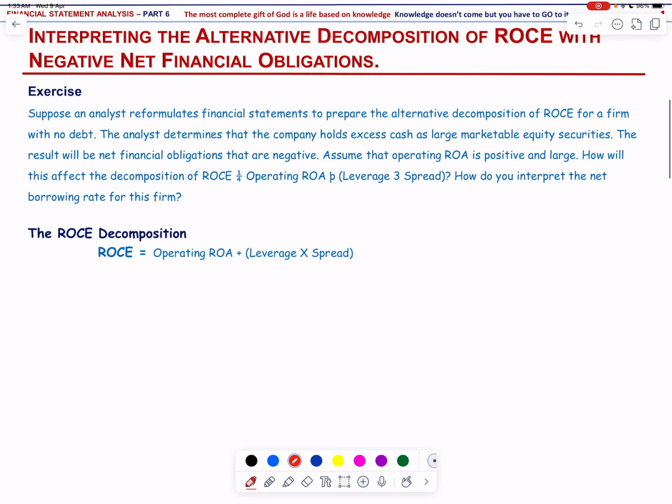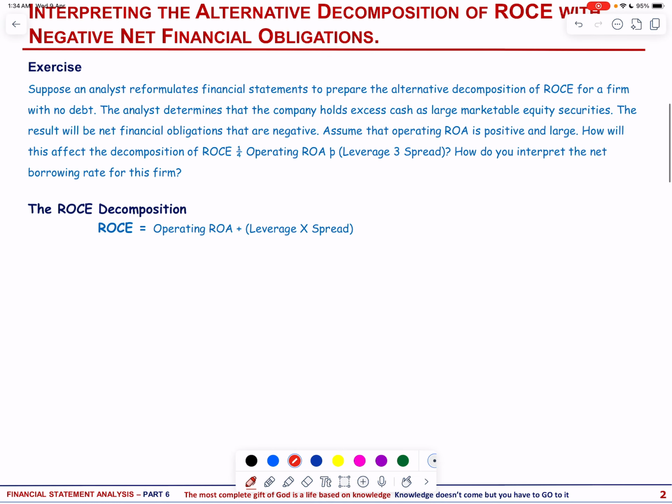Suppose an analyst reformulates financial statements to prepare the alternative decomposition of ROCE for a firm with no debt. There is no debt in this firm. The analyst determined that all the capital is financed by equity, but not debt, and that the company holds excess cash as large marketable equity securities. The result will be net financial obligations that are negative.